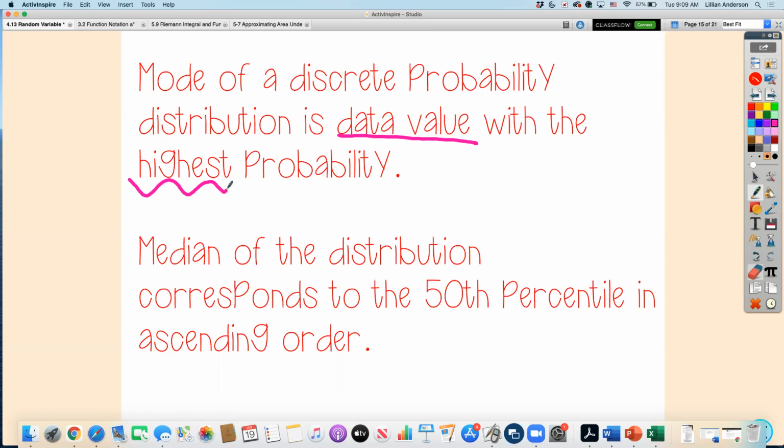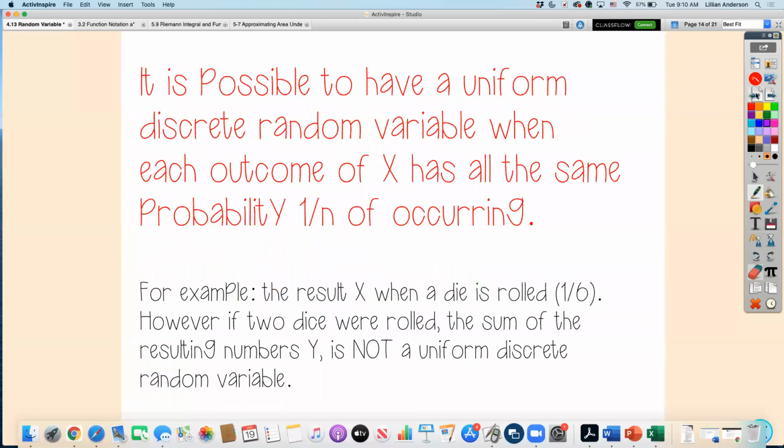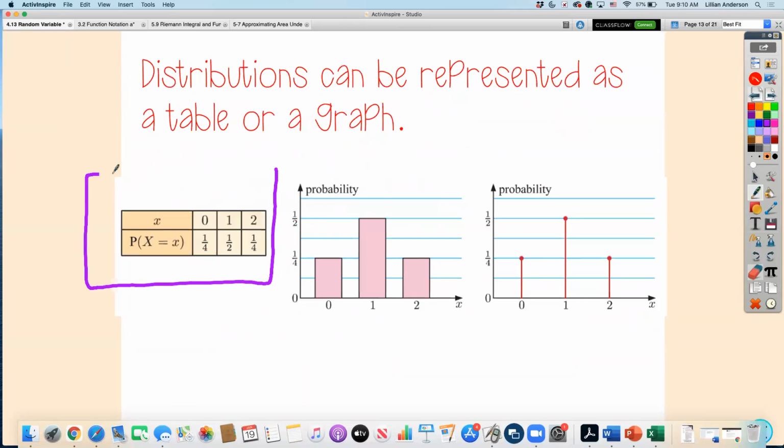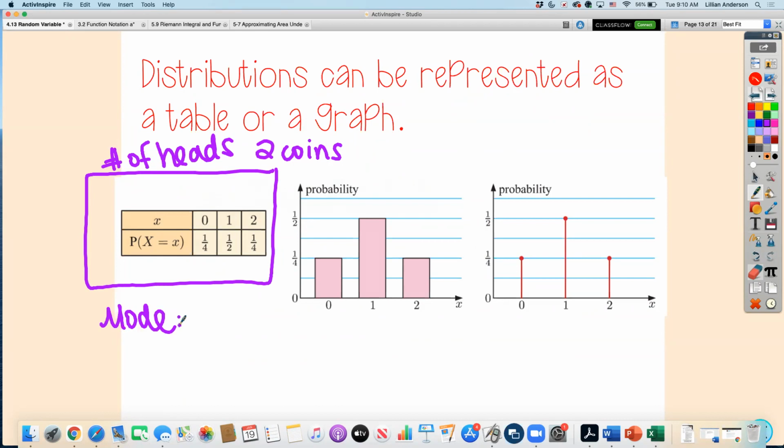The median of the distribution will be the one that corresponds to the 50th percentile in ascending order. So in other words, wherever 50% lies, that data value represents your median. So if I take this probability distribution table that represented the number of heads that can happen when you flip 2 coins, what would be the mode of this distribution?